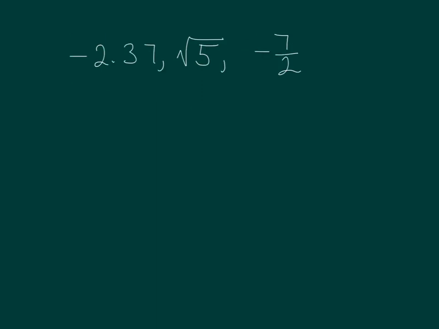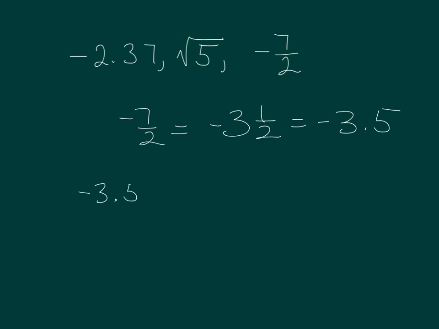Let's just do one more example of that. Okay, if we look at this example, I have negative 2.37, the square root of 5, and negative 7/2. So first of all, look at it and go, okay, my negative numbers have to come first, so it's either this one or this one. It would probably be easiest if I converted this fraction into a decimal before I tried to compare these two.